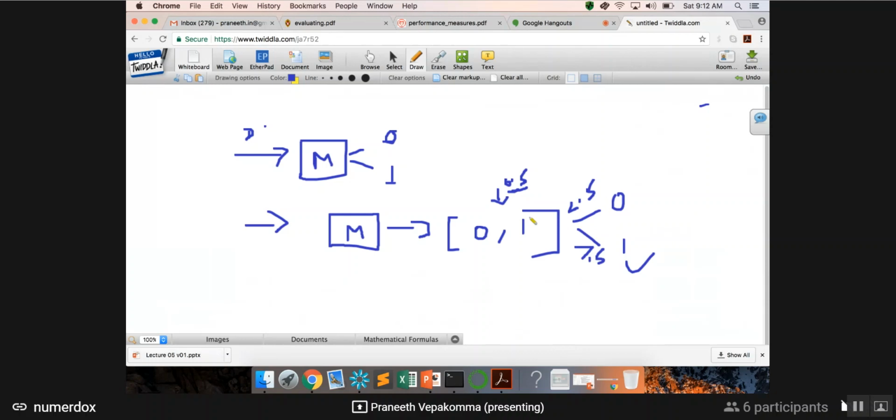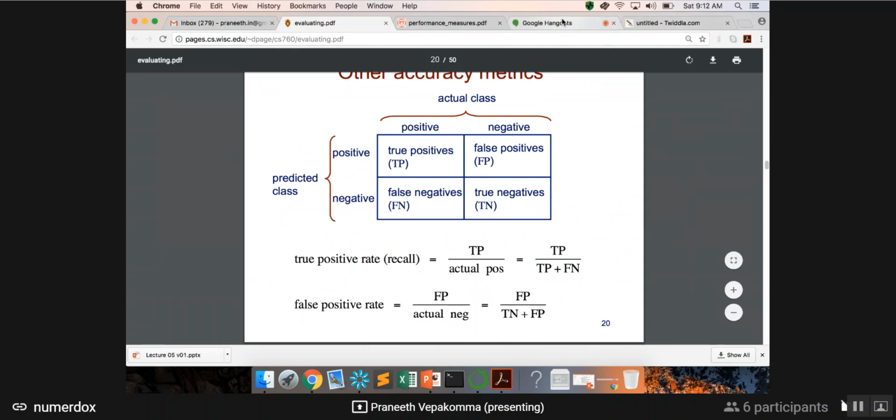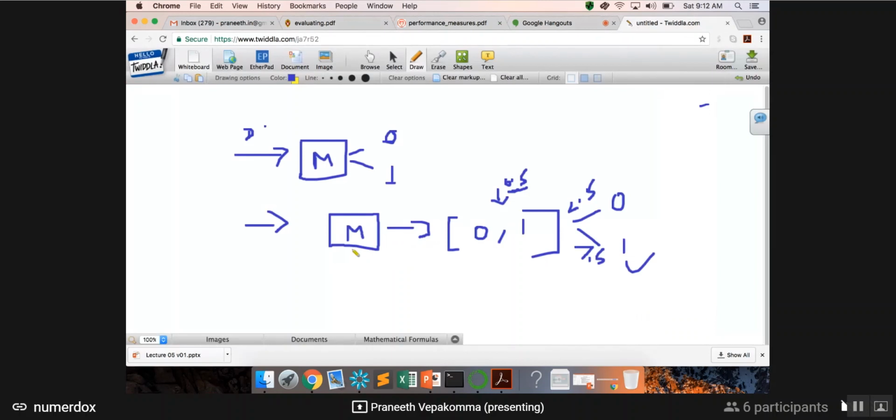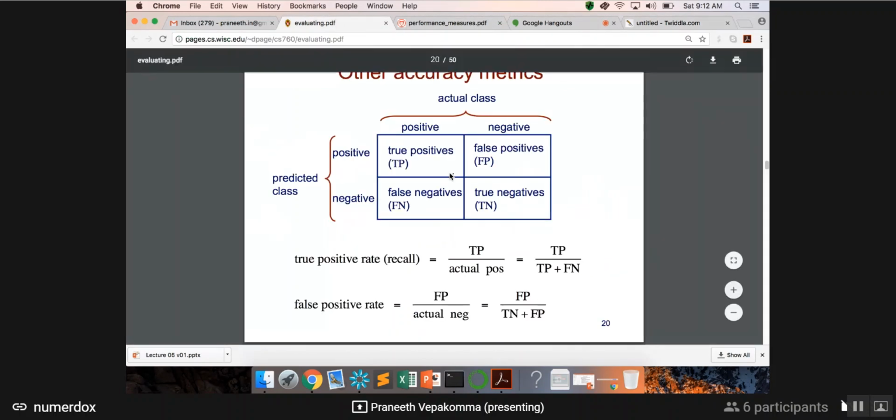once you fix a threshold, you have one classification model that is explicitly classifying, and then you have one confusion matrix here, right? But if you choose a different threshold, say 0.4 was your threshold, then anything greater than 0.4 is class 1, less than 0.4 is class 0, and you would have another confusion matrix for that kind of model, with different performance, right?